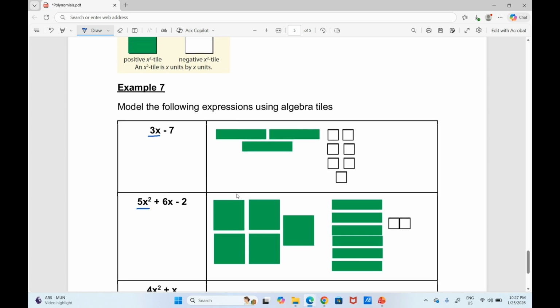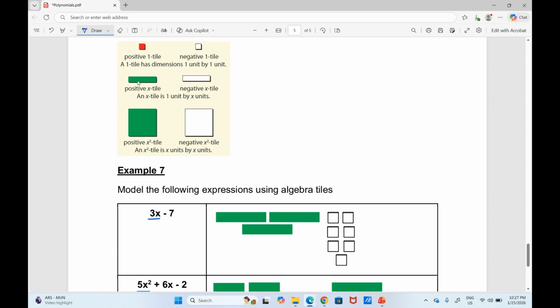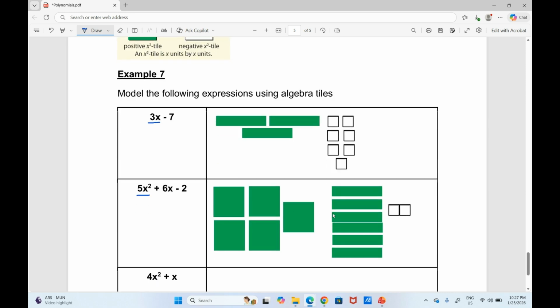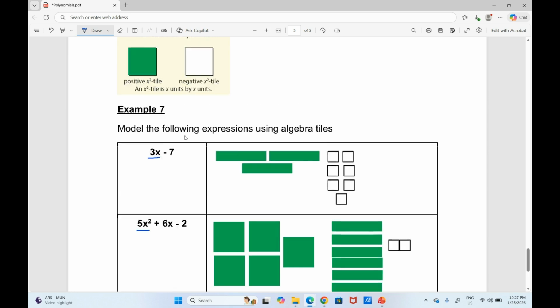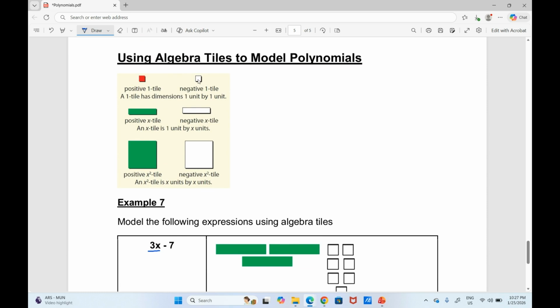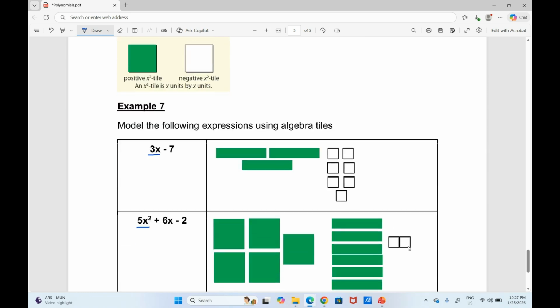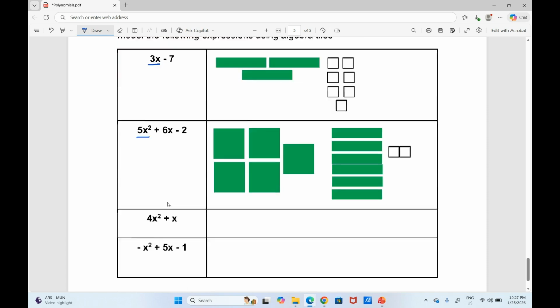The 6x, I got one strip represents x, one green strip, hence, and I have 1, 2, 3, 4, 5, 6 of them. So that represents 6x. And then negative 2, the little square, one of them represents negative 1. I have 2, so I have 1, 2. I have negative 2 here.